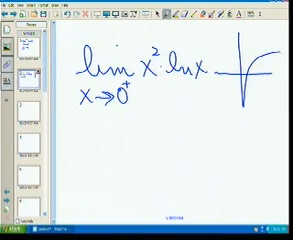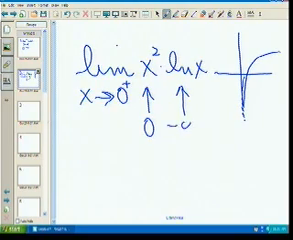We have x squared, which is 0 as x approaches 0. And we have natural log of x. And as x approaches 0 from the right, we're coming in here on this graph. What are the y values getting closer and closer to? Negative infinity, right? Way down there. So it is 0 times some version of infinity. This particular version is negative infinity.